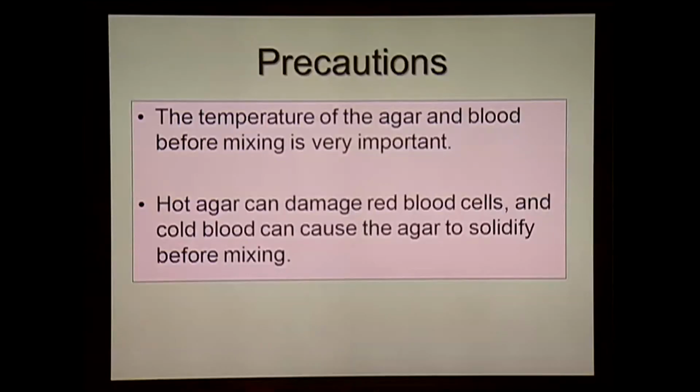If the agar is too hot, then when we mix the blood with it, the RBCs may lyse due to the high temperature. And if the temperature of the agar is too low, then the agar may solidify before the addition of the blood. So, the temperature of the agar is very important. At the same time, the temperature of the blood is also very important. It must be maintained at room temperature. Cold blood may solidify the blood agar base, and we can't keep the temperature high because the RBCs will be destroyed. Thus, the temperature of the blood and agar must be maintained around room temperature.